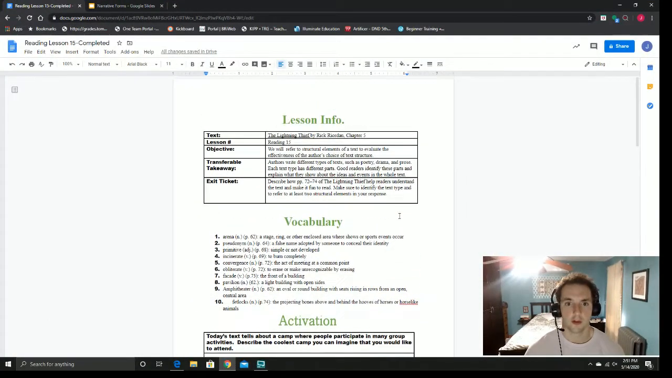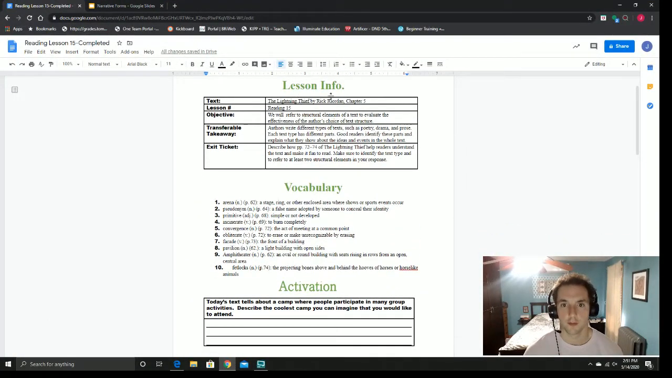Okay. This is lesson number 15. This is going to be centered on the Lightning Thief, chapter 5. And the objective is going to sound kind of weird, but it'll make sense as we go through it. So we will refer to structural elements of a text to evaluate the effectiveness of the author's choice of text structure. And so what this means is we're just going to take a look at what kind of text it is, which is apparent to everybody at this point, and then the different parts of that kind of text.